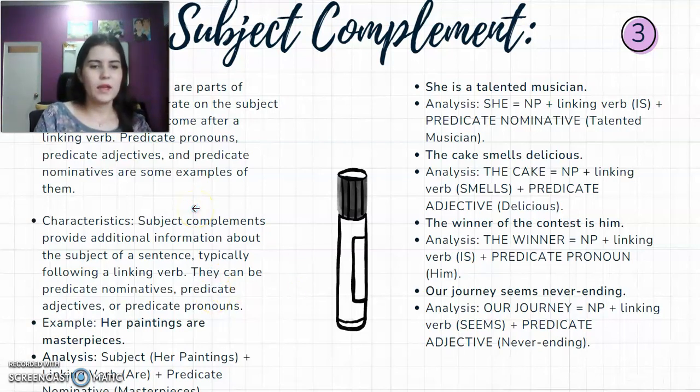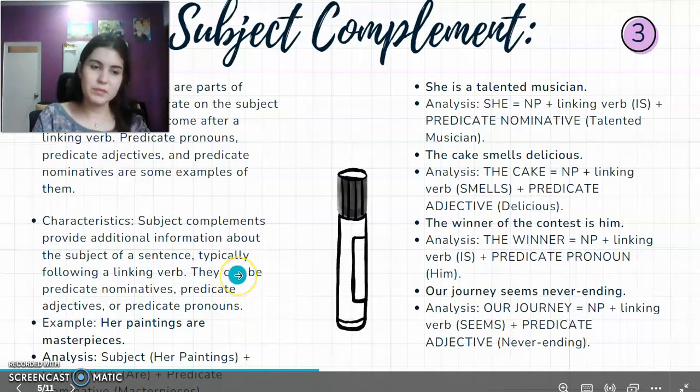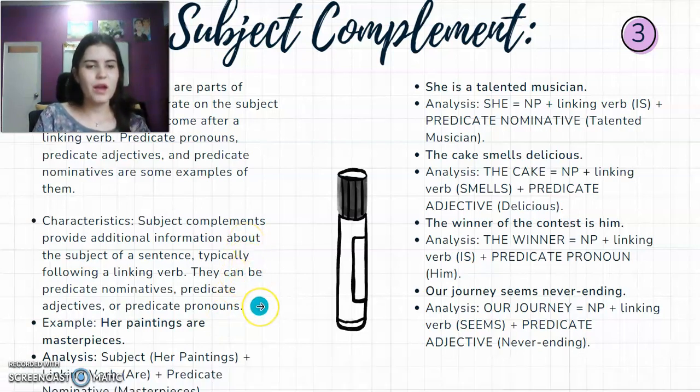So we have one example: her paintings are masterpieces. The analysis would be: the subject is her paintings, the linking verb is are, and the predicate noun is masterpieces. That masterpieces gives you the information that she is not just painting. Maybe she's dedicated to that. She's a famous artist. She has talent in this area, and something else.